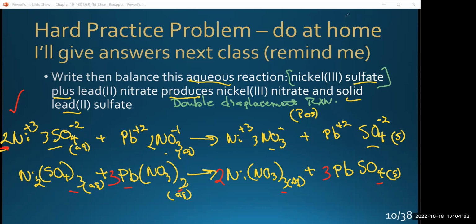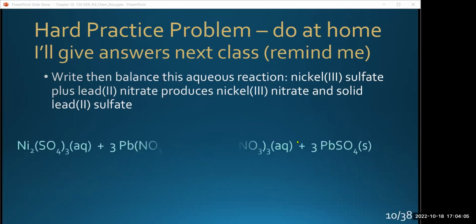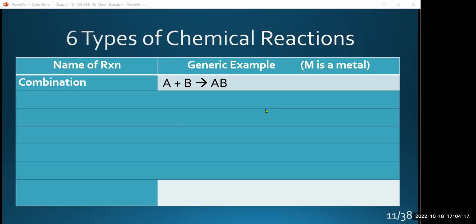All right, so here we have it. That is a classic example of a double displacement reaction. So what we're going to do now is give some generic examples of a chemical reaction. The first one, which we already talked about and made reference to, is called a combination reaction. In this scenario, you are reacting 2 elements to give you a compound.